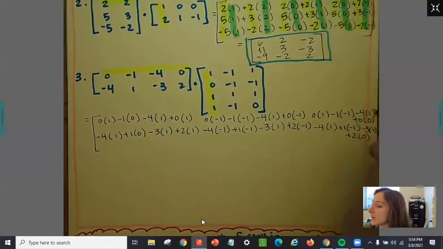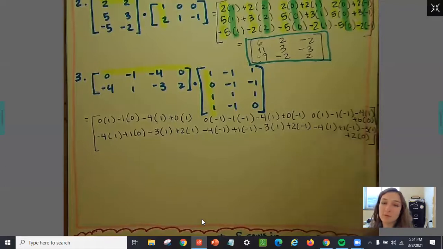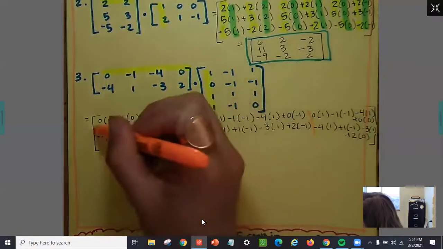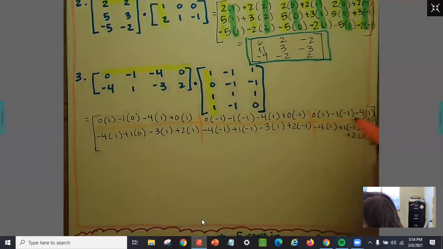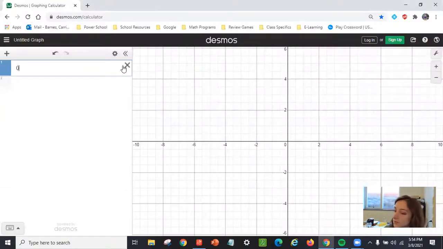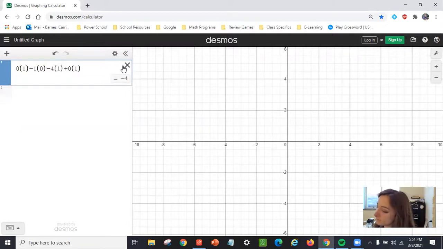Okay, and now we can go ahead and type this into Desmos. And this is going to be one of our easier ones to type into Desmos. And let's just make some dividers here, so we can tell exactly what is what. Okay, there we go. So the very first one, we're going to have 0 times 1 minus 1 times 0 minus 4 times 1 plus 0 times 1. Okay, and that's going to give us -4.